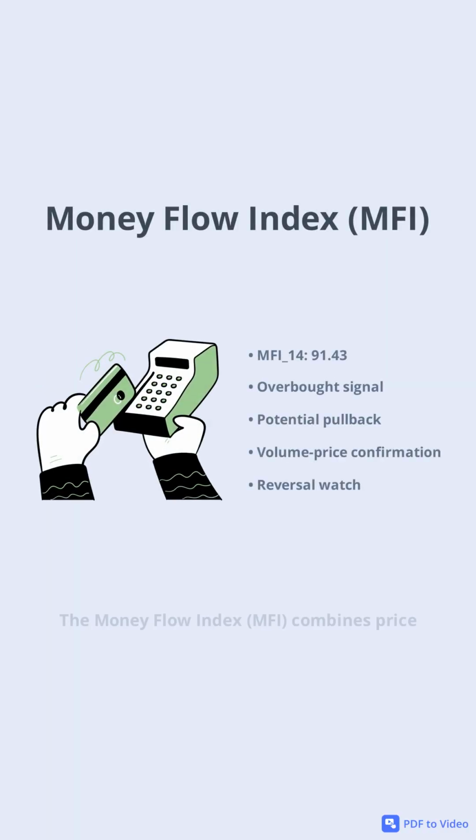The Money Flow Index, MFI, combines price and volume to identify overbought or oversold conditions. DJT's MFI 14 is at 91.43, which is well above the overbought threshold of 80. This suggests that the stock may be due for a short-term pullback as buying pressure reaches an extreme. MFI is particularly useful for confirming price moves and spotting potential reversals.